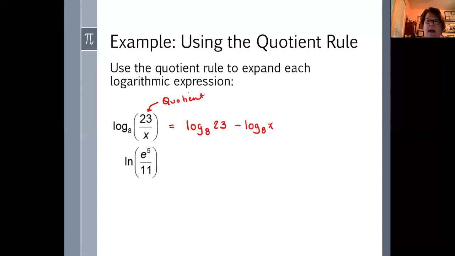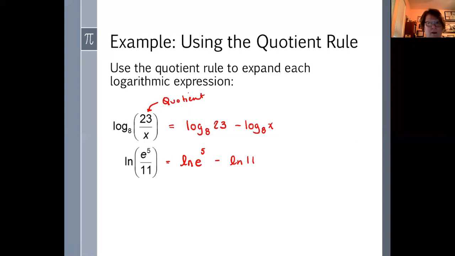All right, now let's look at the next quotient. We have the natural logarithm of e to the 5th divided by 11. So we can write that as the difference of the two logarithms. I was about to write log base e, which it is, but let's just write that as ln. The natural log of e to the 5th, minus the natural log of 11. Now you can actually simplify the natural log of e to the 5th.